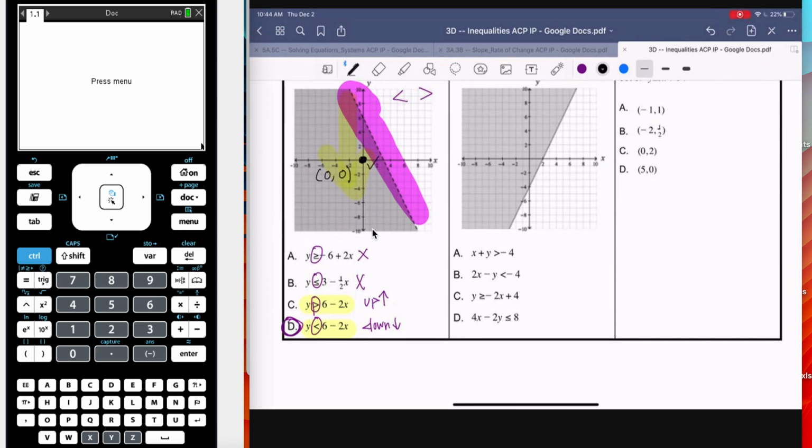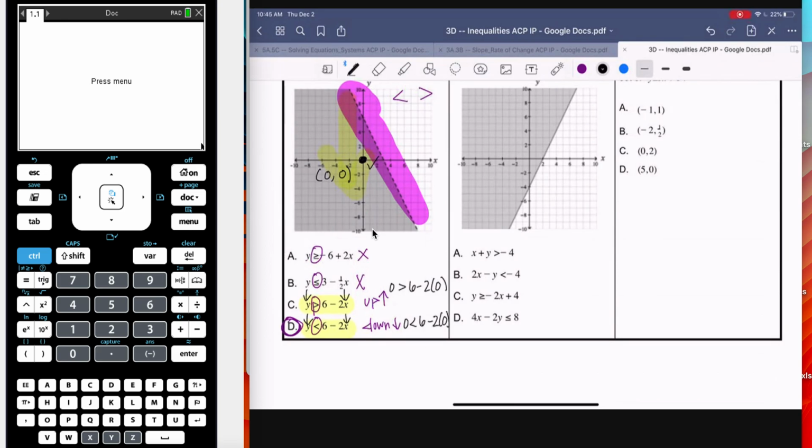So what I'm going to do now is plug in my x and y to each of these inequalities to see if they give me a true or a false. So first I have 0, 6 minus 2 times 0. And then the same is true for D.